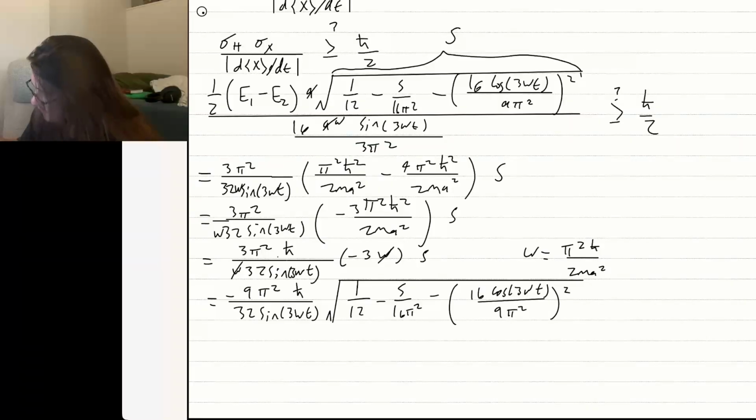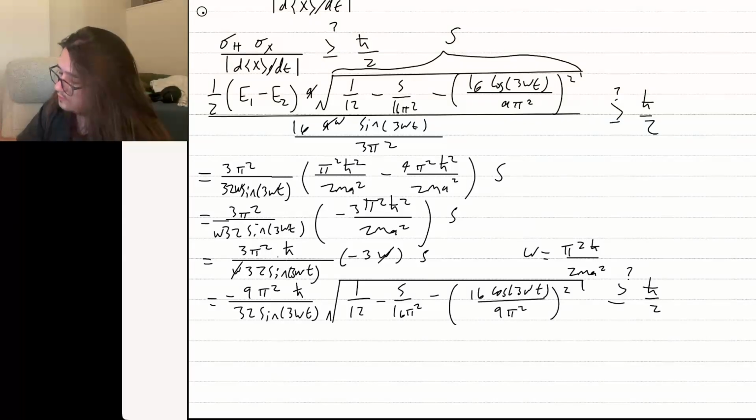And we're seeing if that is going to be greater than or equal to h bar over 2. And I'm just going to cancel out a factor of h bar from both sides as well. So numerically, we'll be checking that this value is greater than or equal to 1/2.